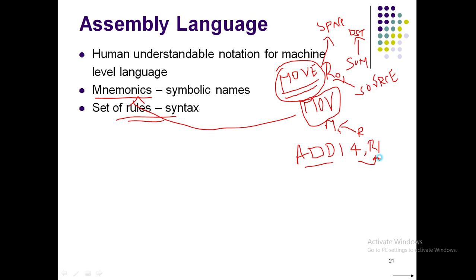So this is nothing but your addition. So I hope friends you are clear with your assembly language. Assembly language is nothing but what now? It is a language which is understandable by both the computer as well as the operator, and it is made up of symbolic names which we call mnemonics. The assembly language is made up of mnemonics, plus it is also governed by a set of rules, and these are some examples. I hope this is clear.